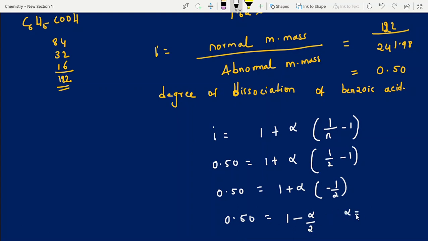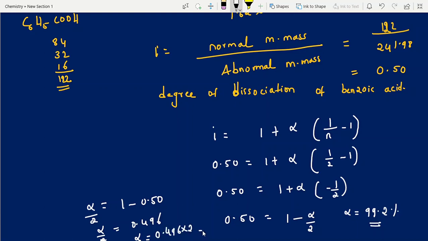If you calculate alpha, how much answer will you get finally? 99.2% you will get. This is your answer. Alpha by 2 equals 1 minus 0.50. Can you simplify this one, students? Alpha by 2 equals 0.496. Then alpha equals 0.496 into 2. That's it. This is your answer, 99.2.